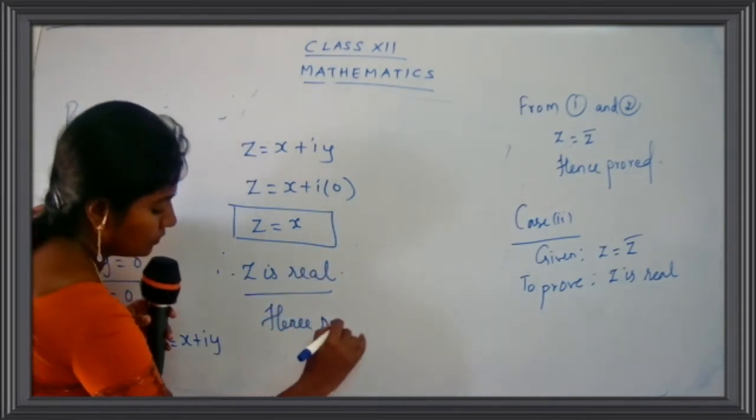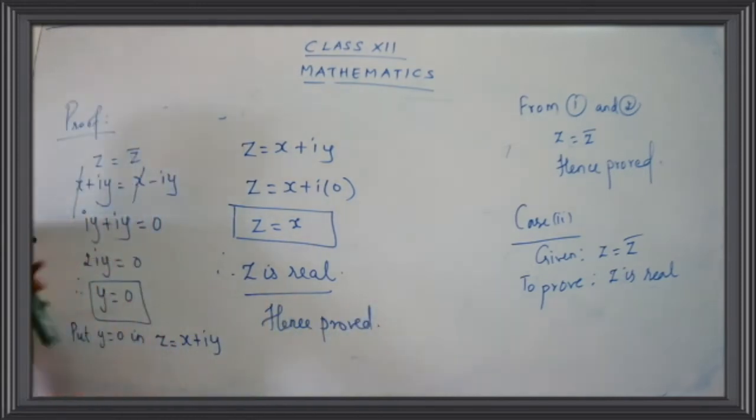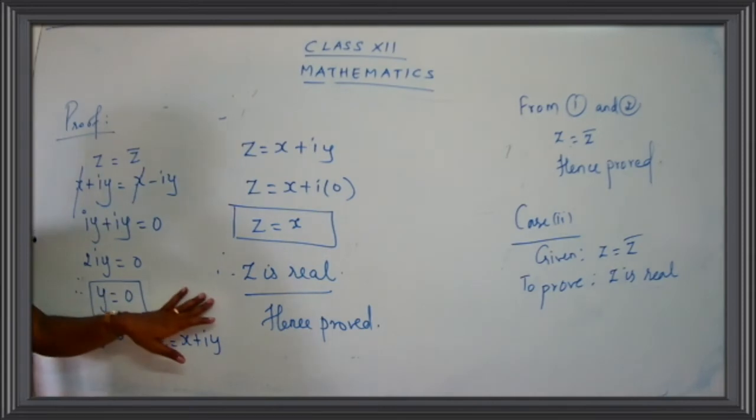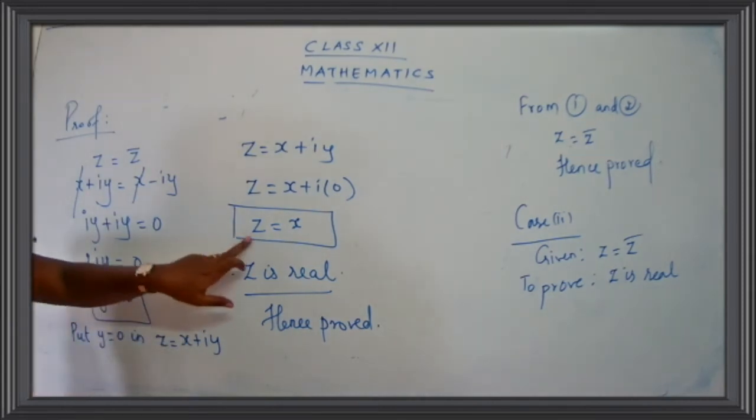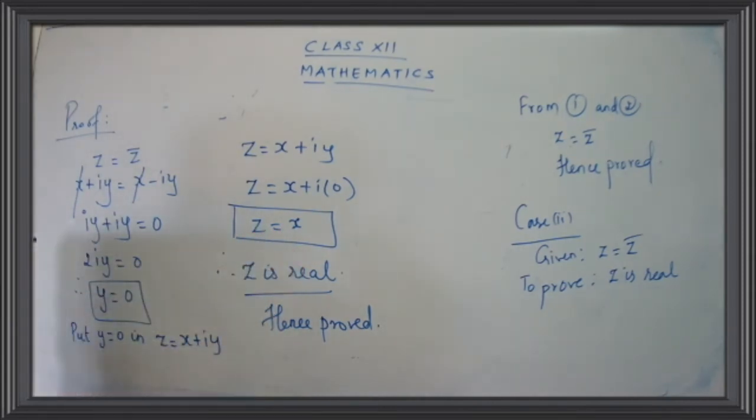So we have seen both the cases. We have proved the first case, yes, and also we have proved the second case. So when you say that Z is real, we say Z is real if Z is equal to X. This is what you have to remember, children. So I hope you are clear with the proof part. Yes, children? So we have completed the first subpart. Take down the answers.